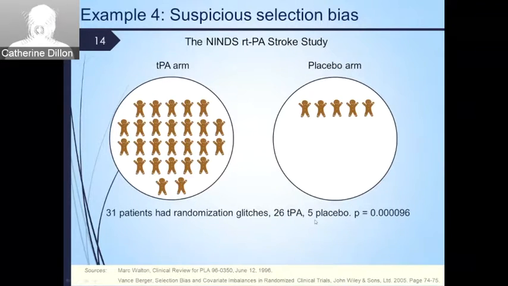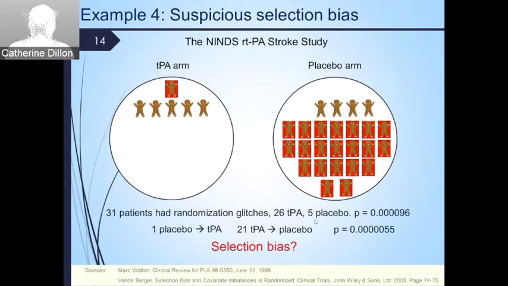You would expect randomization glitches to be sort of equally distributed across the 2 different arms. And then even stranger, in the randomization glitches, out of the placebo arm, 1 ended up in the TPA arm, whereas 21 in the TPA arm ended up in the placebo arm. You can see the p-value there.